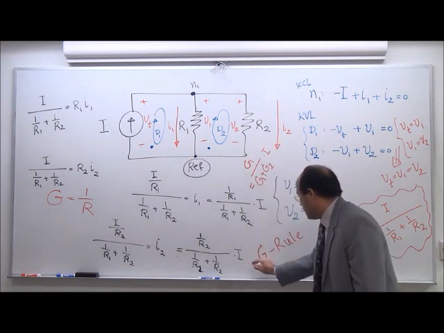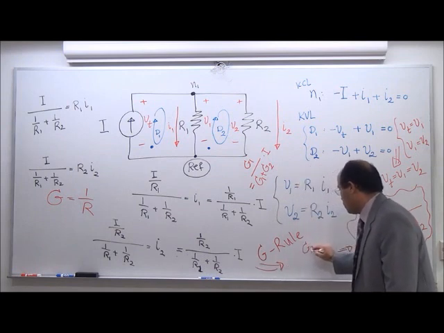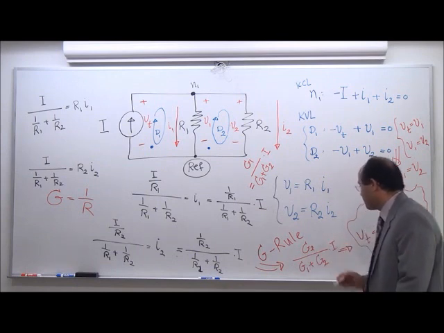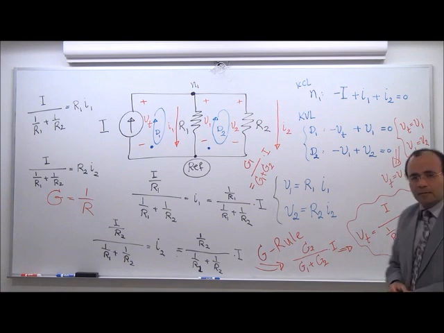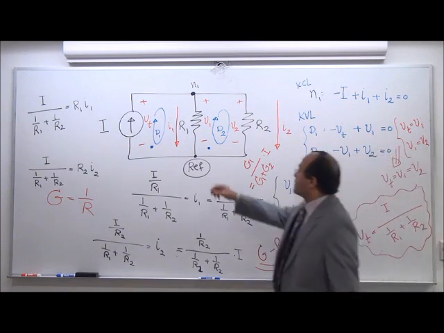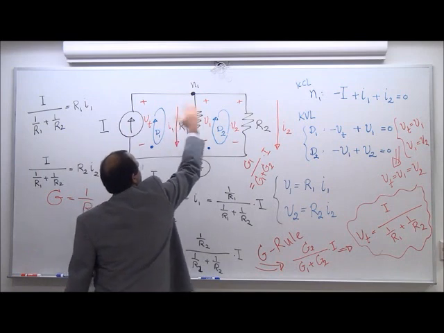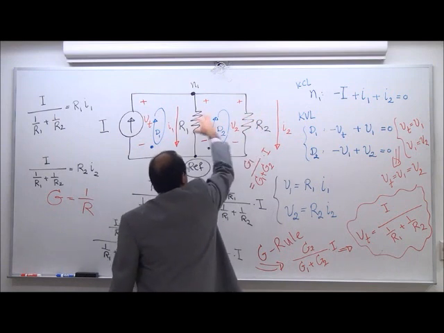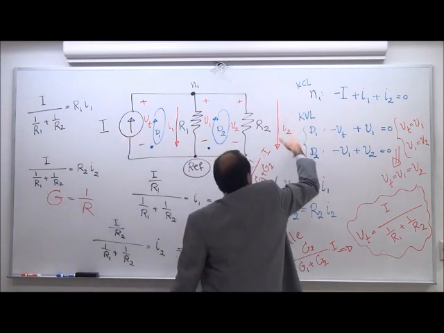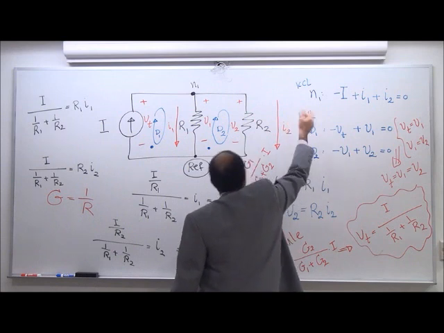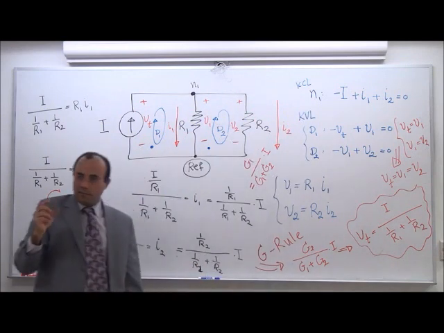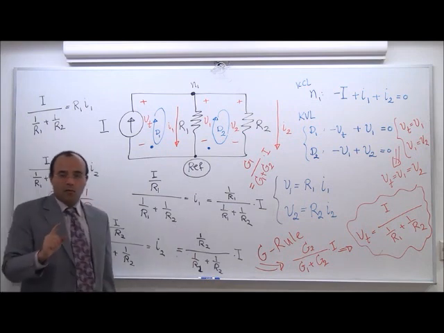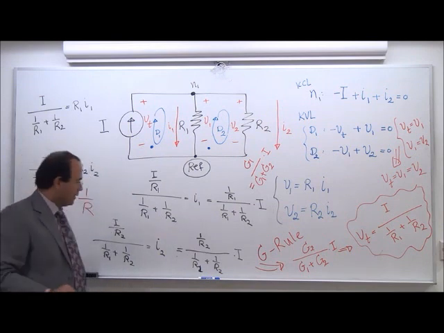This one is going to be G2 divided by G1 plus G2 times I. It's very similar to the series combination. If you want this current, it's G1 divided by the summation of G times I. If you want this current, G2 divided by the summation of the G's times I. If you want another parallel component current, the same, G divided by the sum, and you continue. We call this, in this class, the G rule. For parallel structures, you use the G rule. For series structures, you use the R rule.